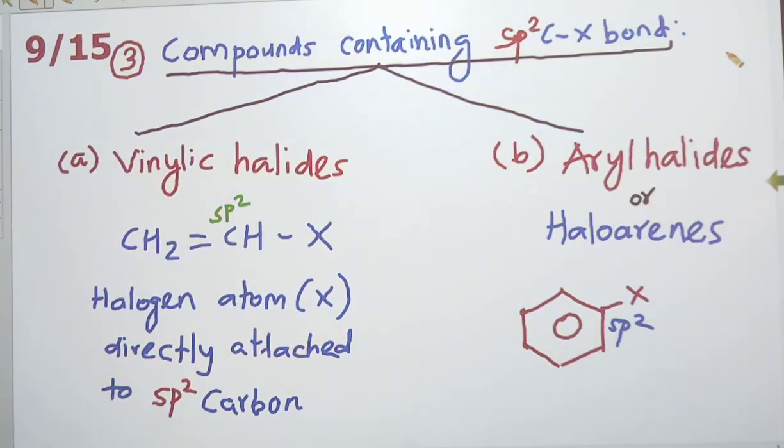When we go for the third classification, compounds containing sp2 hybridized carbon-X bond, it is further divided into two ways. One is vinylic halides, second one is aryl halide. In vinylic halides, the halogen atom is directly attached to sp2 hybridized carbon. In aryl halide also, the halogen atom is attached to sp2 hybridized carbon of the arene group. Aryl halide is also known as haloarenes.